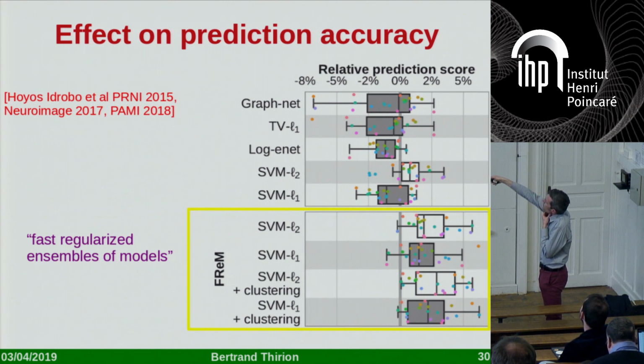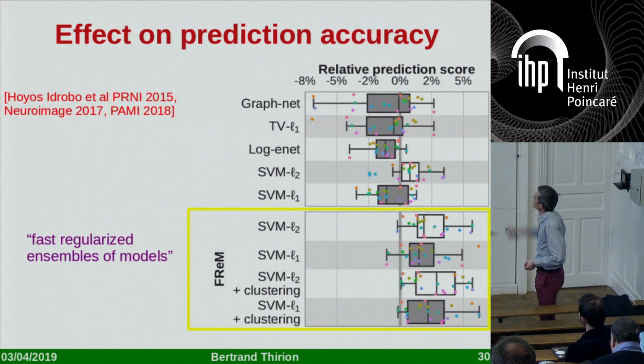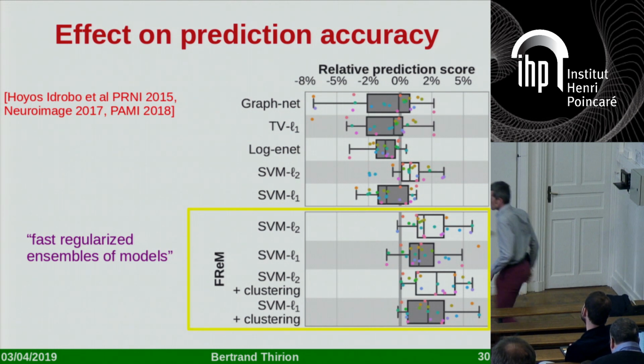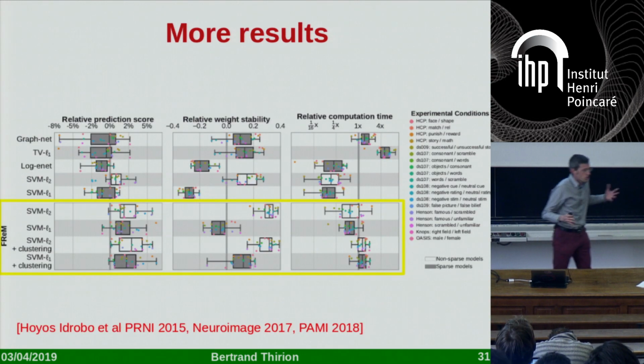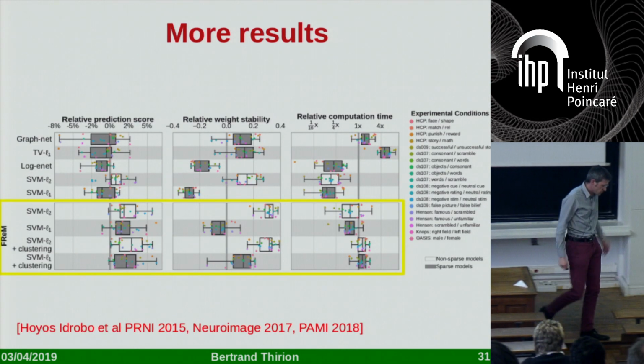We see that the learners that rely on the FREM trick do at least as well as the other ones. Some of them are very cheap, some of them are more expensive. You don't see much difference actually in accuracy across data sets, but FREM tends to improve accuracy. Not hugely, by the way, but in general, it's a positive trend.